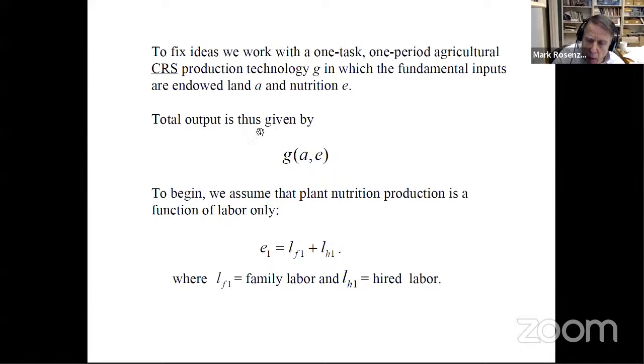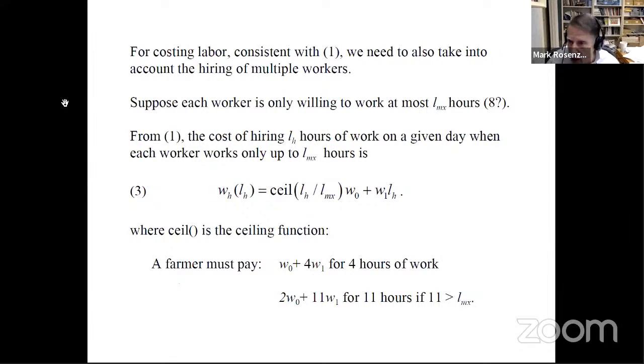Okay, so what we need to talk about is what determines the application of the nutrients. And so we're going to have a plant nutrition production function, which, as I said, is only going to involve labor. And that production function is itself constant returns to scale. So the nutrients are just going to be a function of family labor and hired labor. We're going to assume they're equally productive. So far, we're not introducing any kinds of artificial scale economies into our production technology.